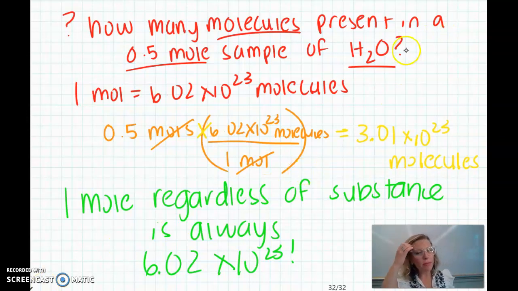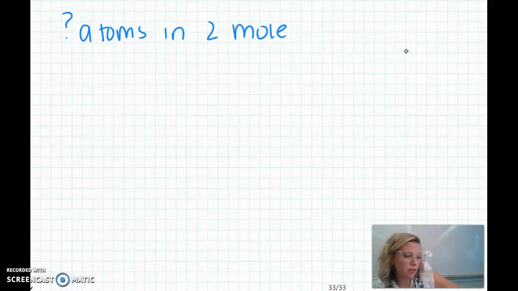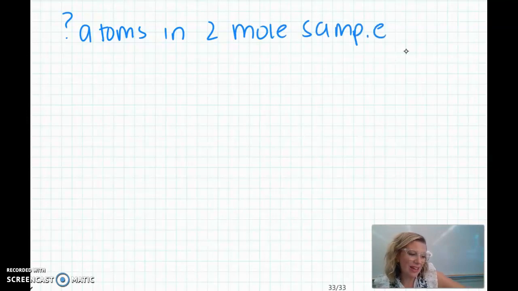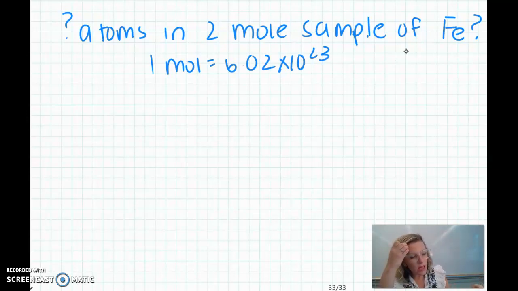Now let's try one more problem because I did say that I would show you something where the number got a little bit bigger. So really quickly, and feel free to pause the video and try this on your own if you want to try it. We have the number of atoms in a 2-mole sample of iron. In order to do this, again, we're going to set it up. Our conversion factor is 1 mole equals 6.02 times 10 to the 23rd.